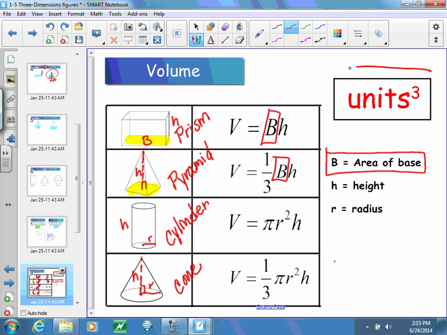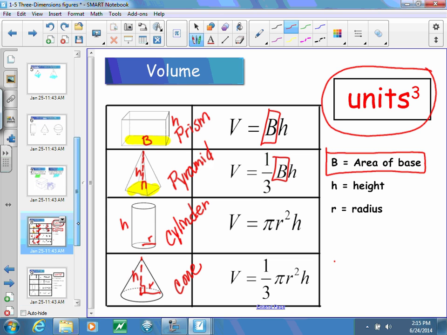Again, the units that we're using are units cubed. If you need to, stop the video and write down the problems, because now I'm going to go on to surface area.